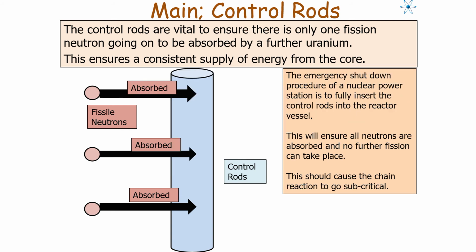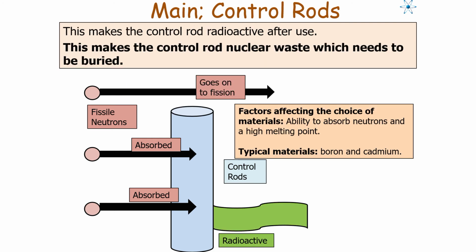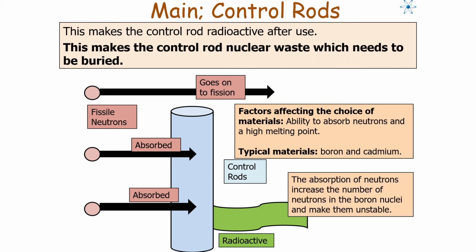Now, as a result, an emergency shutdown procedure of a nuclear power station is to fully insert the control rods into the reactor vessel. This will ensure all the neutrons are absorbed and no further fission can take place. This would cause a chain reaction to go subcritical. So this makes the control rod radioactive after use, so we've got to bury the control rod as nuclear waste after we've finished with it. Now, the absorption of neutrons increases the neutrons in the boron nuclei, makes them unstable, giving us our control rods, which are radioactive.